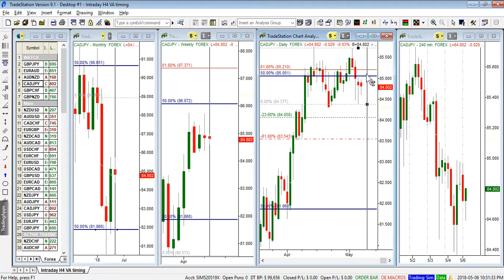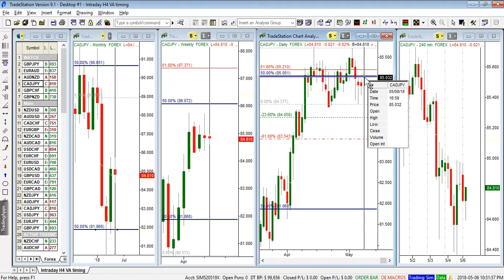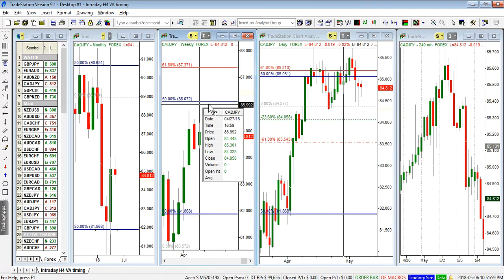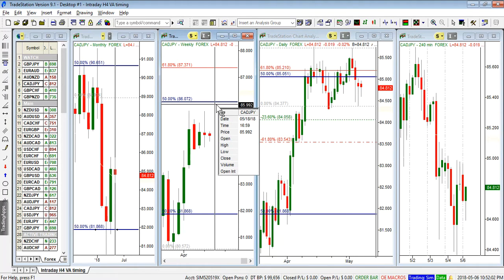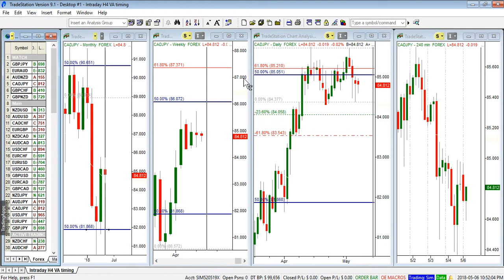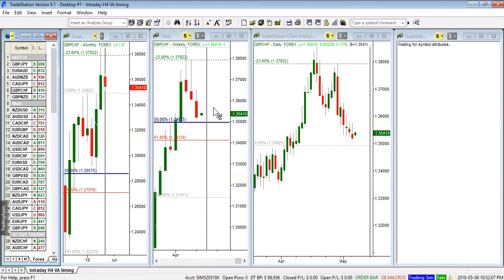So the proof here will be given at this 85.05. If that holds, then basically this market is gonna reverse from here, and potentially it could actually continue lower. All right, so if that's not the case, we would need to wait for the 86.07 trade. Pound versus Swiss franc here.